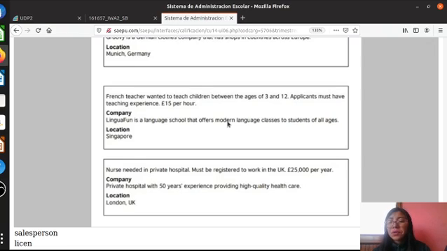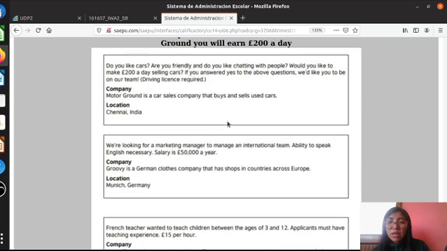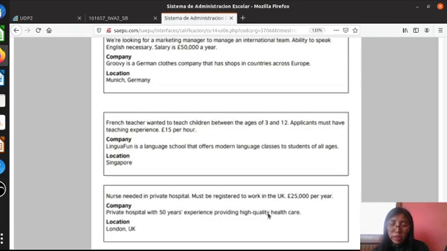Location, London, UK. As you notice here, you have some applications, okay, in order to apply to get a job. Como usted puede notar, aquí tenemos unos anuncios que las personas pueden aplicar para conseguir un trabajo, ¿no es cierto? Tenemos diversos. About the cars, the clothes, okay, that is related to the education, okay, and also in order to be a nurse, okay.